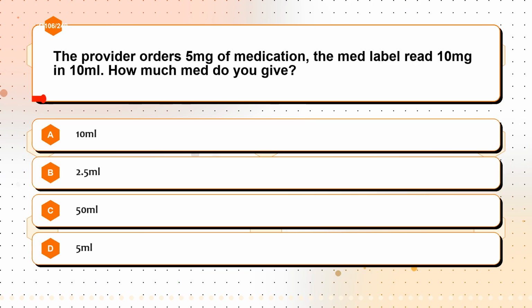Question 106. The provider orders 5 mg of medication. The med label reads 10 mg and 10 ml. How much med do you give? Here are the options. Option A. 10 ml. Option B. 2.5 ml. Option C. 50 ml. Option D. 5 ml.